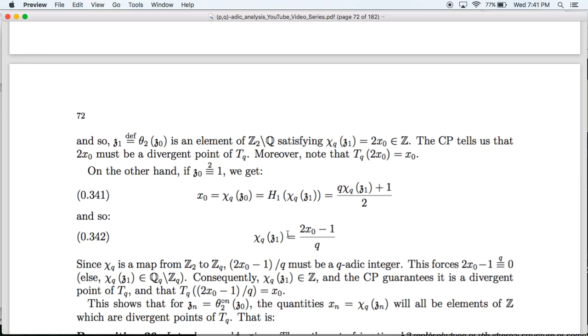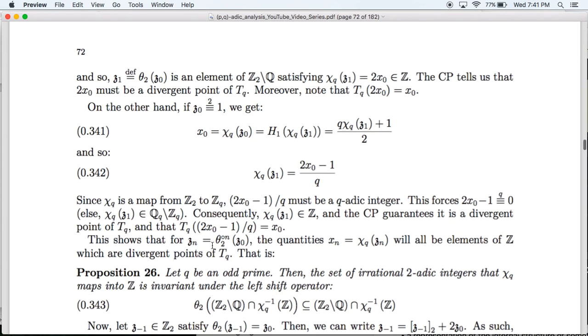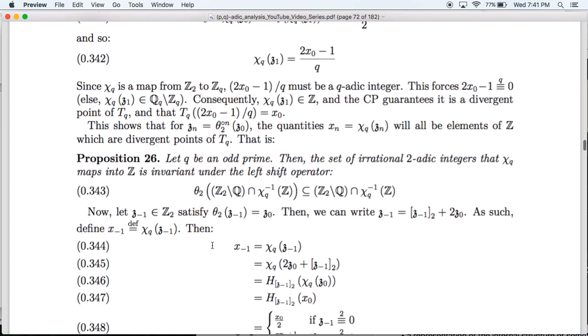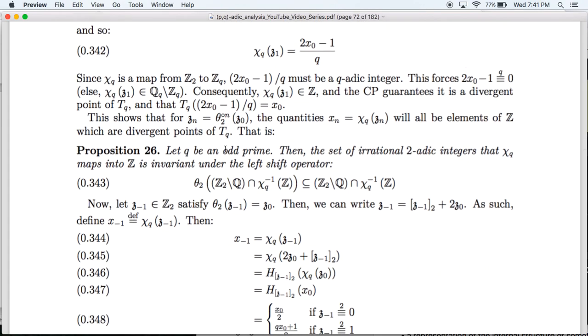to it to get z1, chi-q of z0 being a divergent point forces chi-q of z1 to be a divergent point. What this shows then is that once we have an irrational two-adic integer which chi-q sends to a divergent point, applying the shift operator to that two-adic integer will then give us a value that chi-q sends to another divergent point. So in particular, we have shown the following. Let q be an odd prime. Then, the set of irrational two-adic integers that chi-q maps into the integers is invariant under the left shift operator.